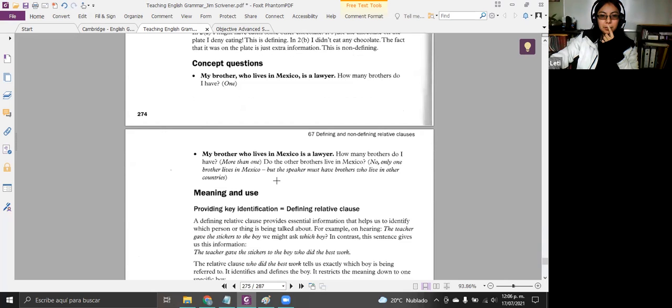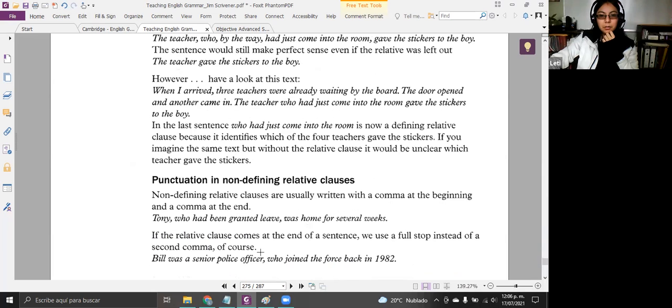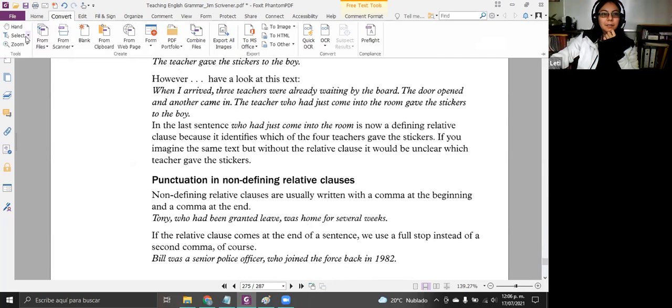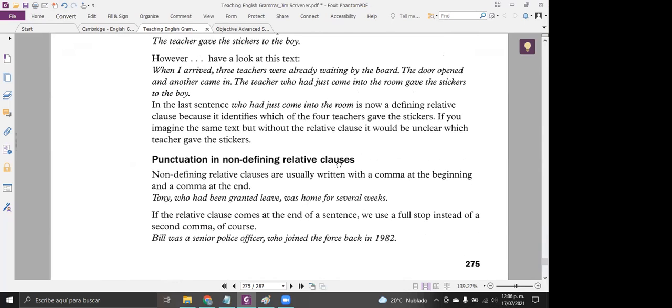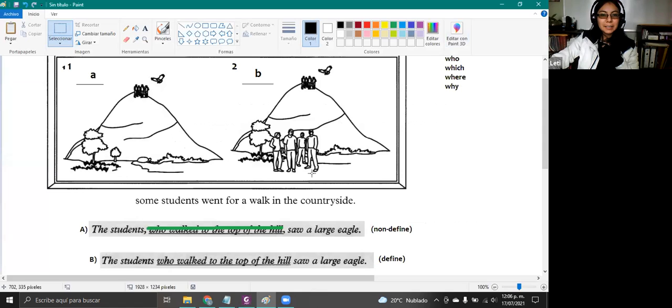Well, you have the explanation and other key points, and this is something that I found here, like the commas that Daniel, I think it was Daniel, just asked. As you can see, you have two commas. You can use two commas if it's in the middle. But if you have the relative clause at the end, we can omit the last comma and just use a full stop instead of a comma, like in the example. Maybe I think this example is useful.